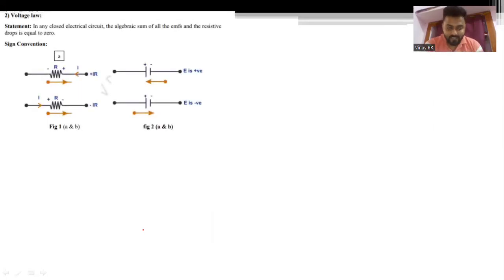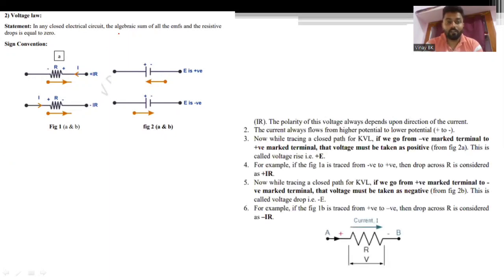Then what do I have to write in KVL? Statement, sign convention, one simple circuit, and you have to explain that circuit. So what is the statement? In any closed electrical circuit, the algebraic sum of all the EMFs and resistive drops equals zero. EMF is nothing but voltage. So there will be a polarity for the EMF and a polarity for the resistive drops.